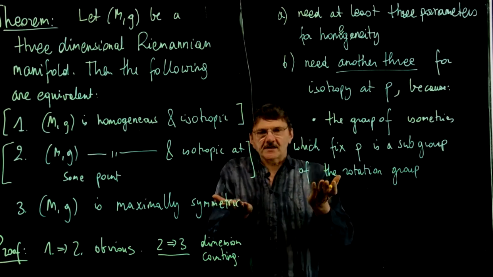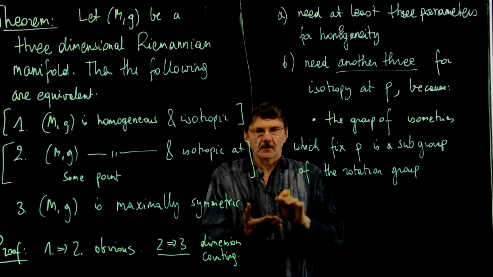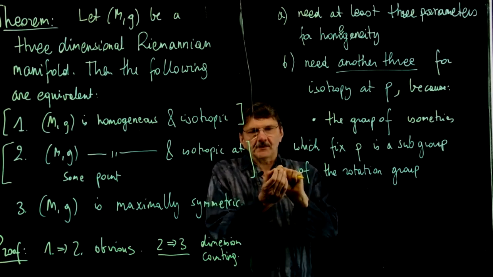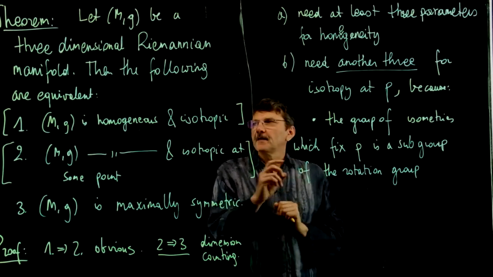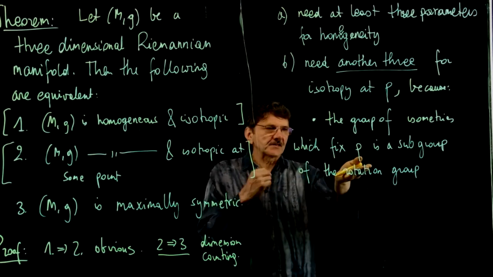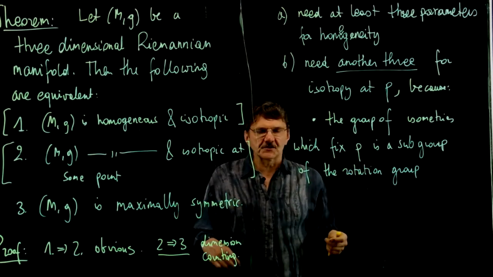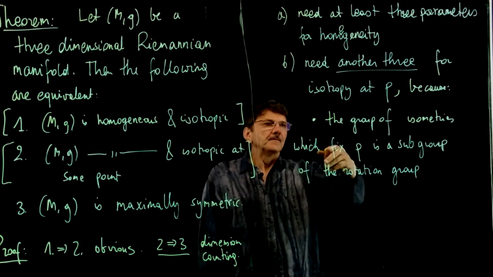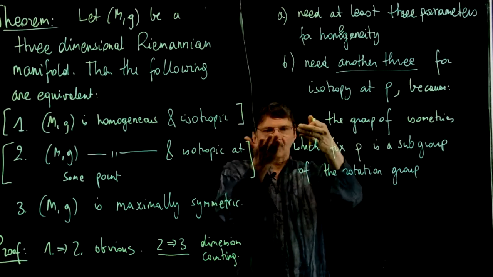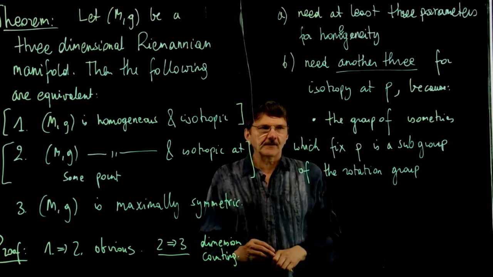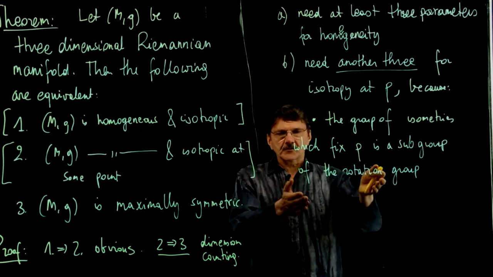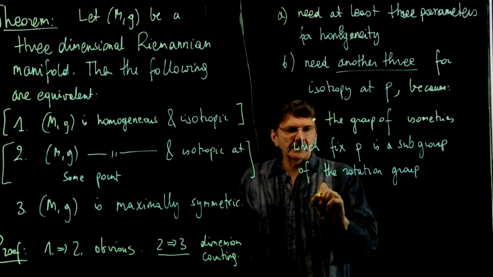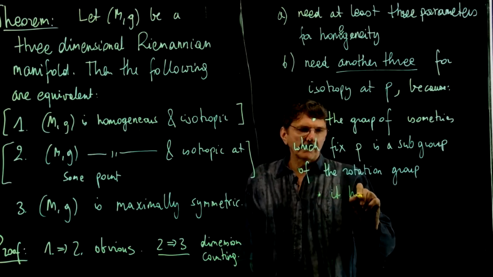And this is what we just discussed before. If you just take an isometry which fixes this point, then the tangent maps which are associated with it are just rotations of Euclidean space. So the set of isometries which fix the point is of course a subgroup of the group of isometries, and therefore it's a subgroup of the rotation group. Now, and it has at least two parameters.